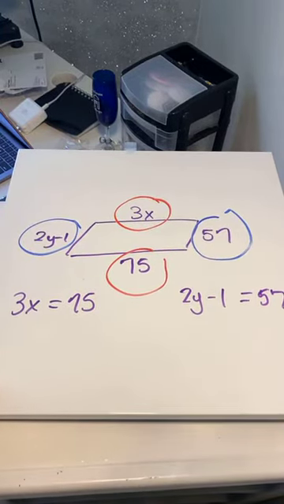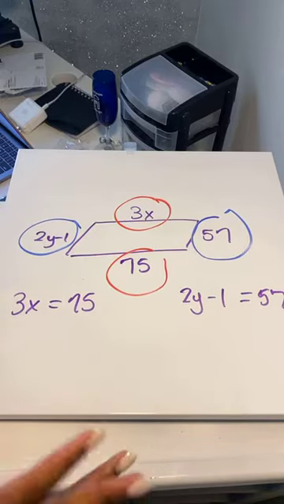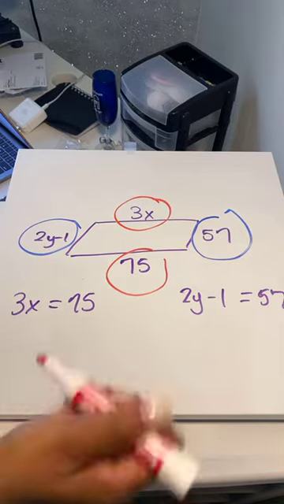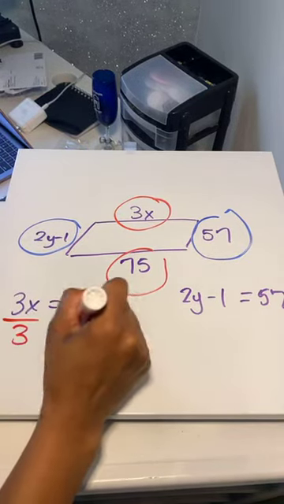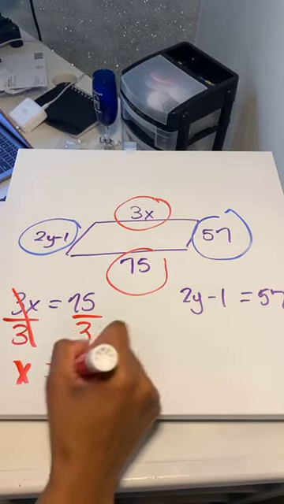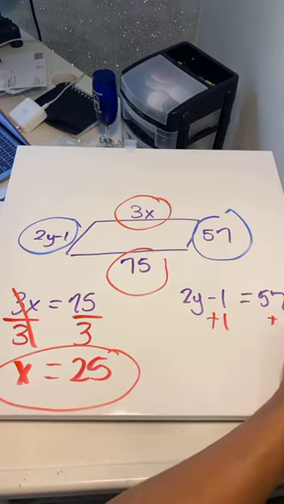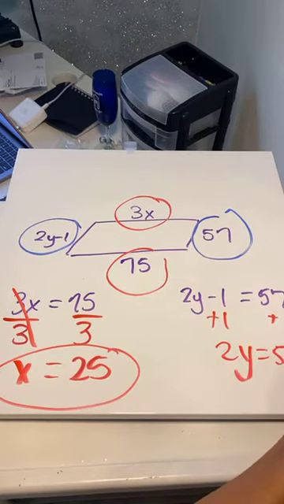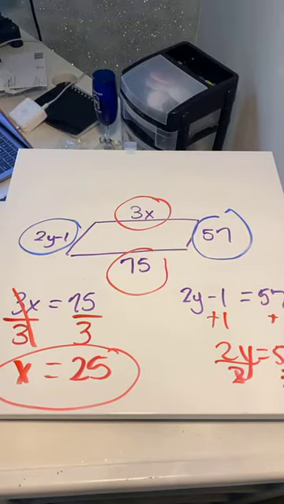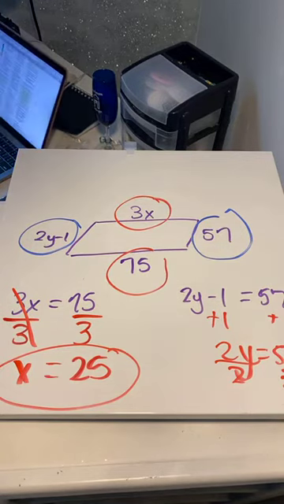So now I'm finding two things, if that's what the question asks for. If they ask you to find all sides, then this is what I do. I divide by 3 on both sides over here, right? X equals 25. And for the other one, I'm going to add 1 to both sides. I got 2y equals 58. Divide that by 2. What's that going to be? And that's it.